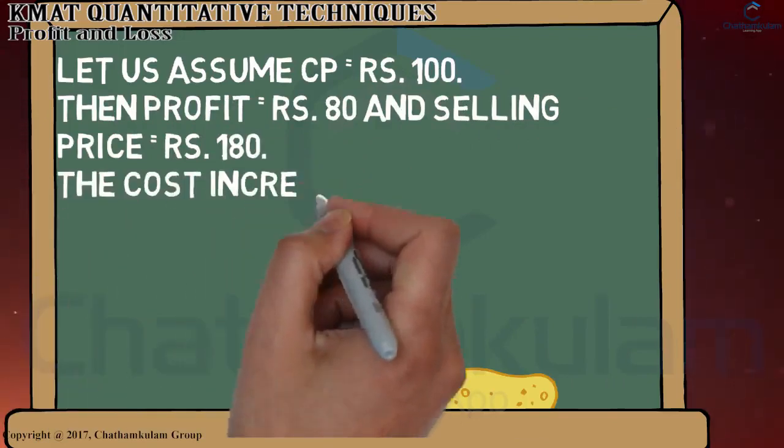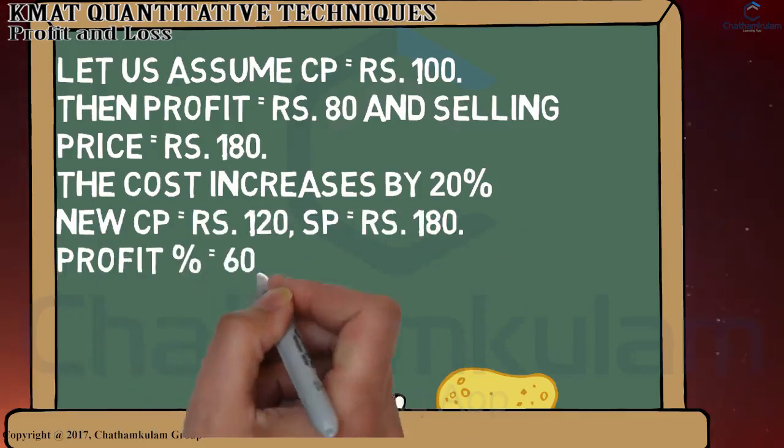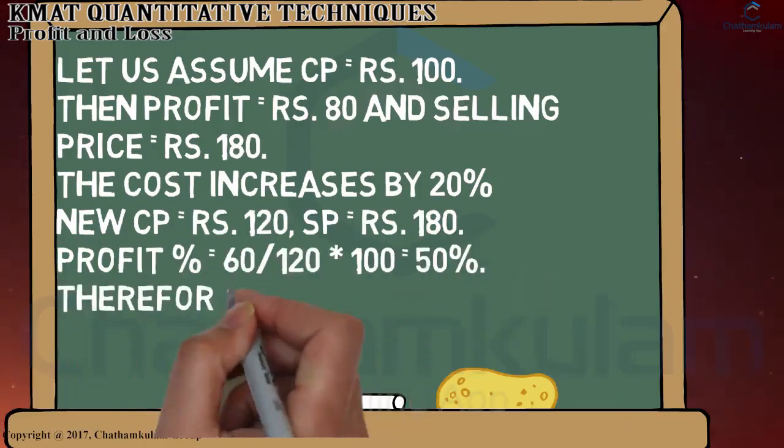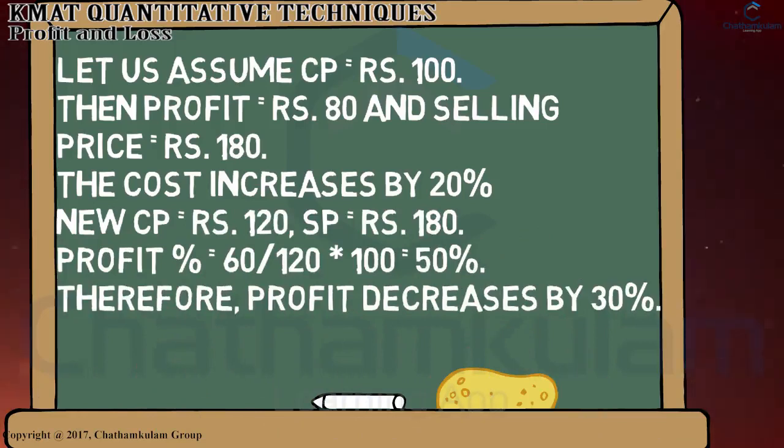Then the cost increases by 20%, so the new CP is equal to rupees 120. Then SP is equal to rupees 180. So profit percentage is equal to 60 divided by 120 into 100, that is 50%. That is your profit. Therefore, profit decreases by 30%.